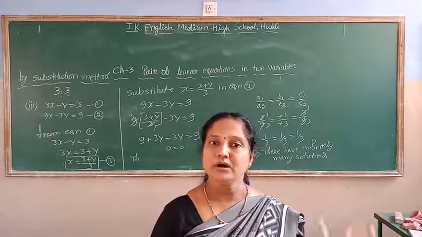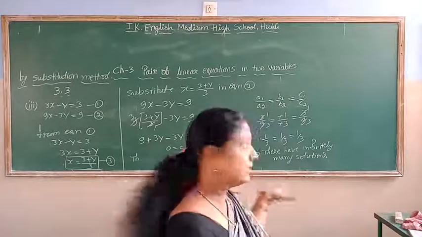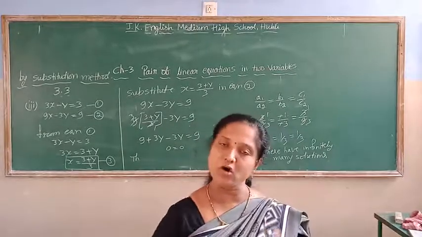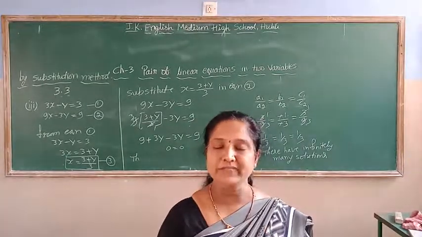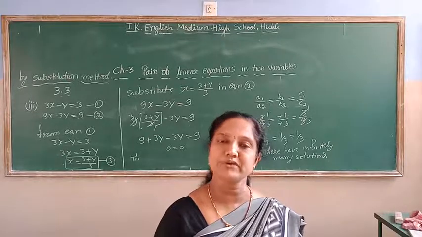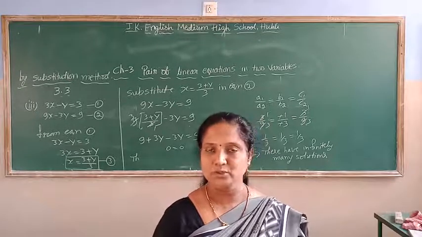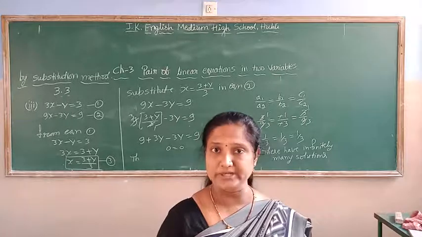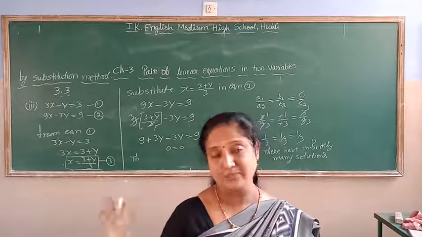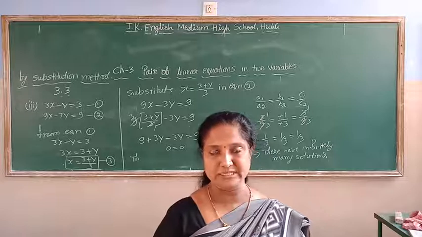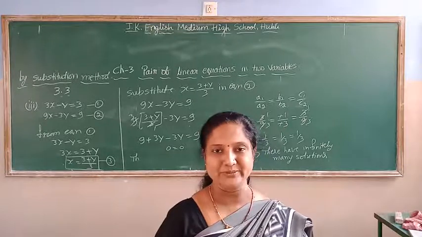So now in this pattern, we will not get a definite value. All values are answers. Any value you substitute for x, the same value we are going to get for y. So every point itself is a solution for this type of linear equations in two variables, children. So you understood? I write down now. Thank you.